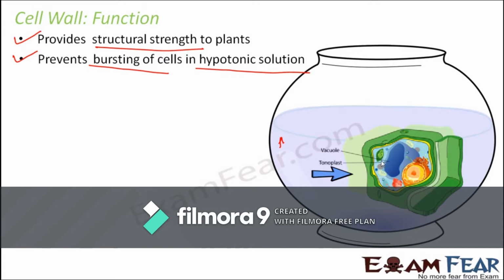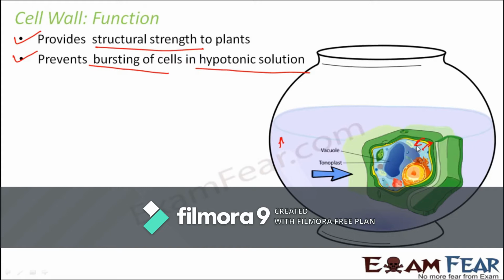What happens in this case is, as the cell swells, a pressure is exerted on the cell wall. The cell wall is rigid. Had it been very delicate and thin, it would have burst. But it is also rigid, so the cell wall will exert a counter pressure, an equal and opposite pressure.